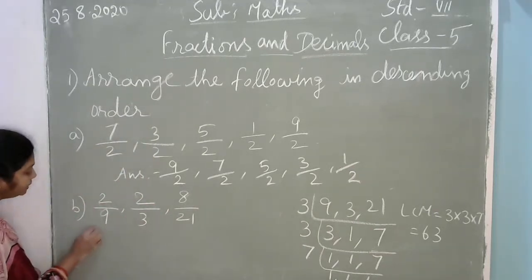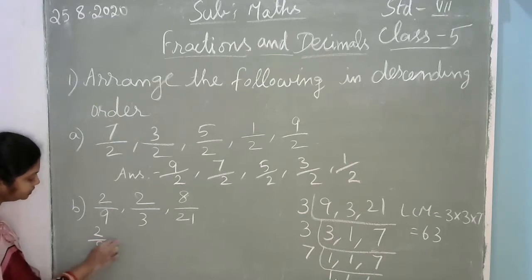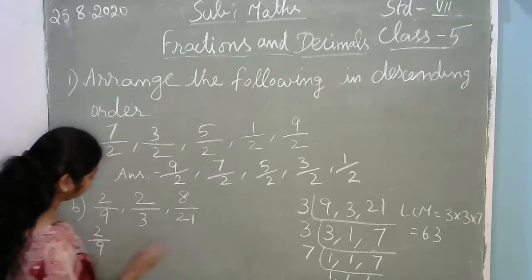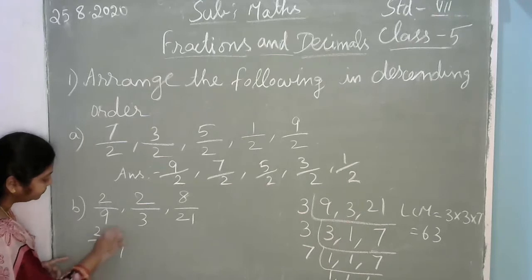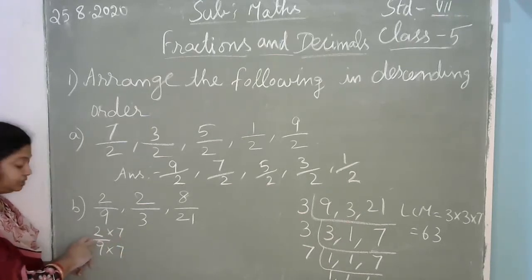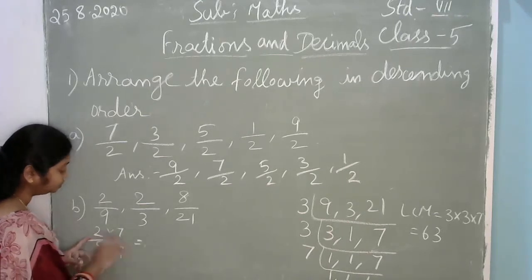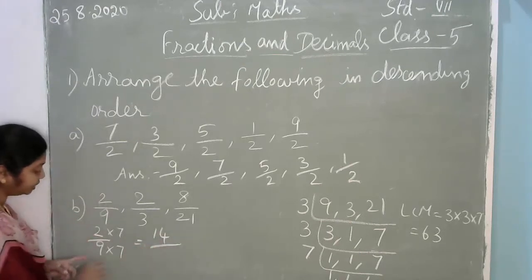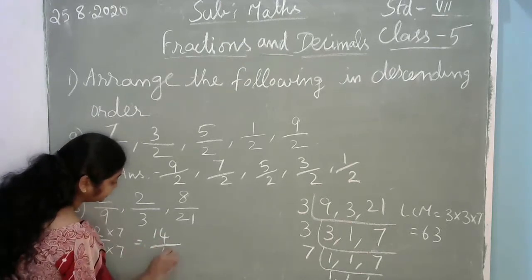Okay. 2 by 9: with the 9, you will multiply with the 7. On the top number also, you should multiply with the 7. So, 2 7s are 14, divided by 63.